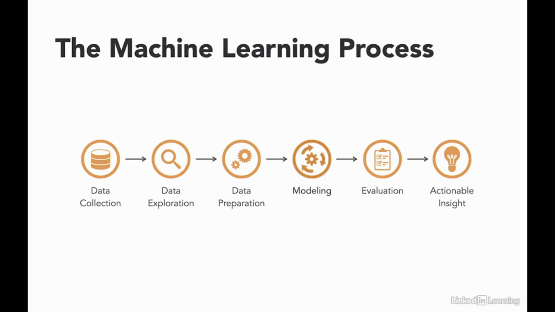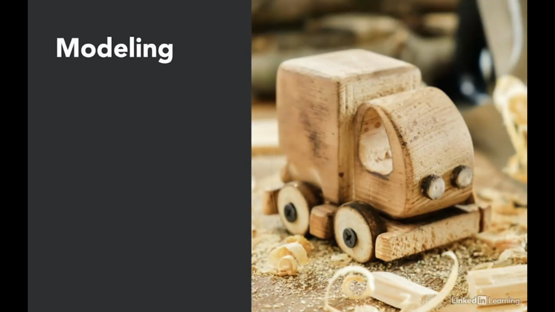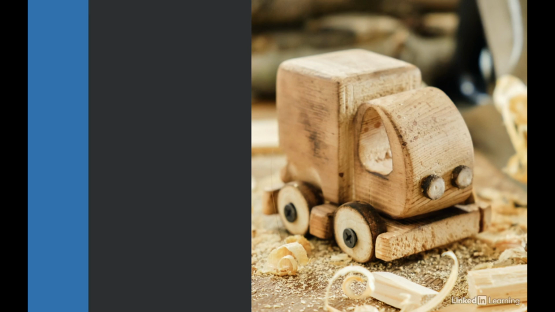Modeling is the fourth and most well-known stage in the machine learning process. It involves choosing and applying the appropriate machine learning approach that works well with the data we have and solves the problem that we intend to solve. Before we build a model, we must be clear about our objective.